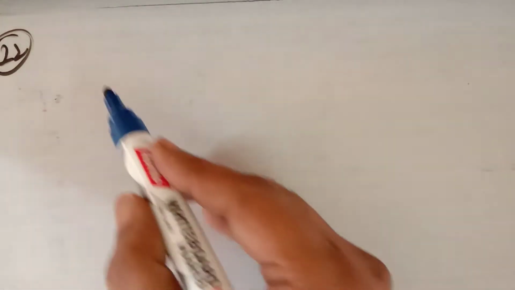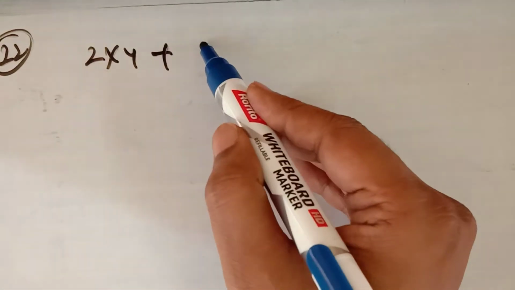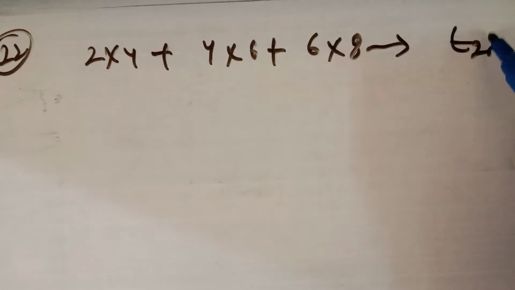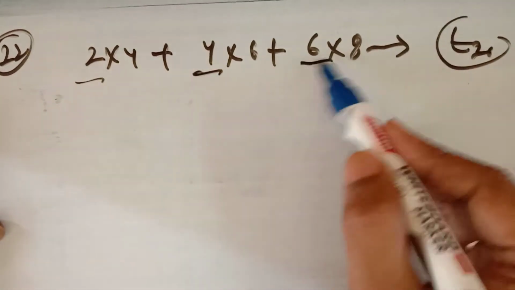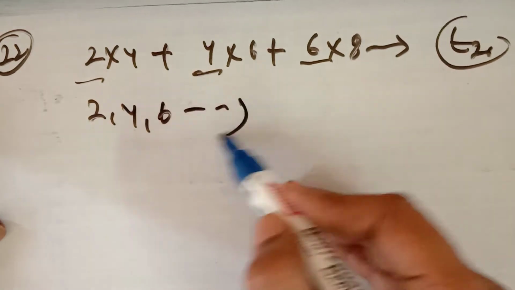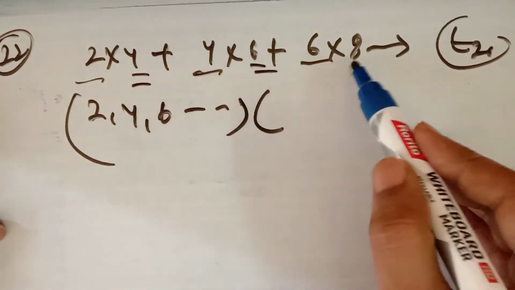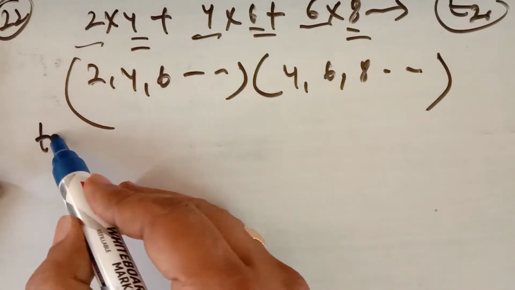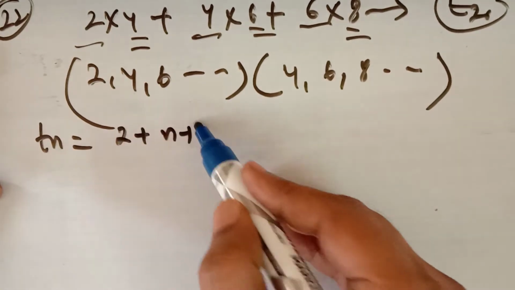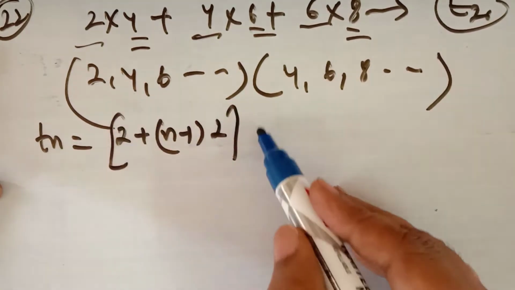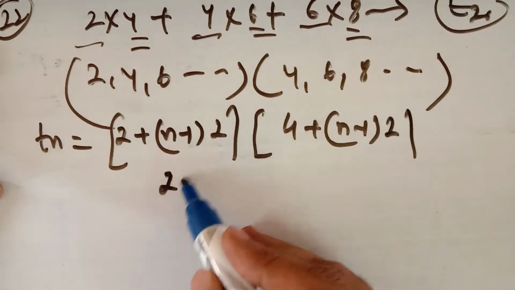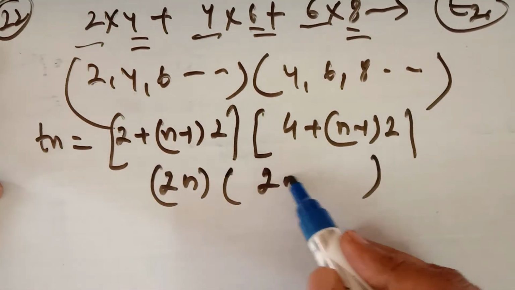If you see it, what you have to do is find the 20th term of this series: 2 into 4 plus 4 into 6 plus 6 into 8. Now if you see it very carefully, you are getting these two series individually as an AP, that is 2, 4, 6, 8 and 4, 6, 8 and so on. The nth term will be a plus n minus 1 into d. The common difference of this is 2, and here also a plus n minus 1 into d, the common difference is also 2. So its nth term is 2n and the other is 2n plus 2.